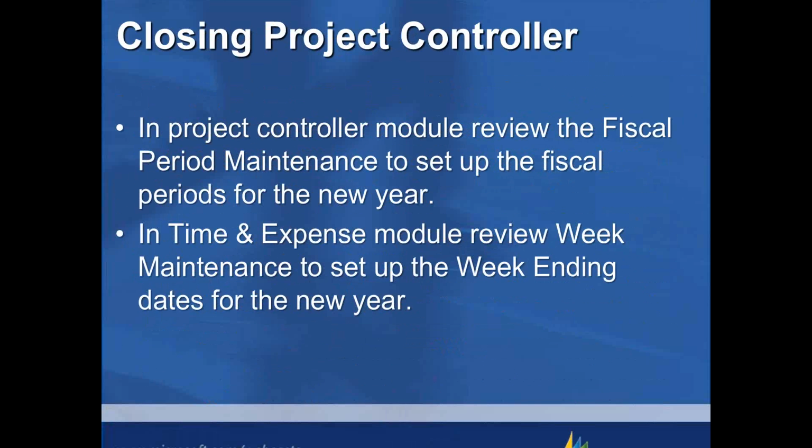In the Project Controller module, you should review the fiscal period maintenance, if that's in use, to set up the fiscal periods for the new year. This is a fairly common issue: either the fiscal period maintenance or the week maintenance in time and expense for projects may have only the current year weeks listed there. So in order to allow time entry in the new year, please take a look at particularly the week ending maintenance to make sure that you have those dates available for the new year so you don't have any problems with time entry.